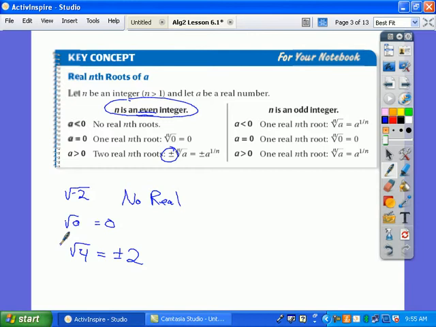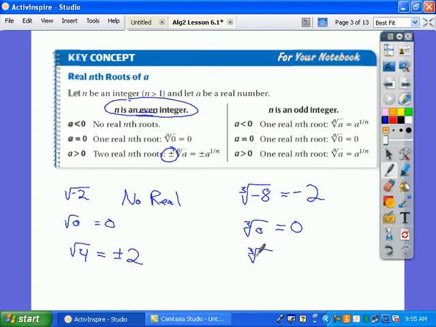Now, if n is an odd integer, so we're taking an odd root, like a cube root or a 5th root, then let's, for instance, take the cube root of -8. Here, we're allowed to take cube roots of negative numbers. If it's an even root, we get no real solution. But if we're taking an odd root, cube root of -8, the answer is just -2. The reason is because -2 times -2 is positive 4, and positive 4 times -2 is -8. So that works.